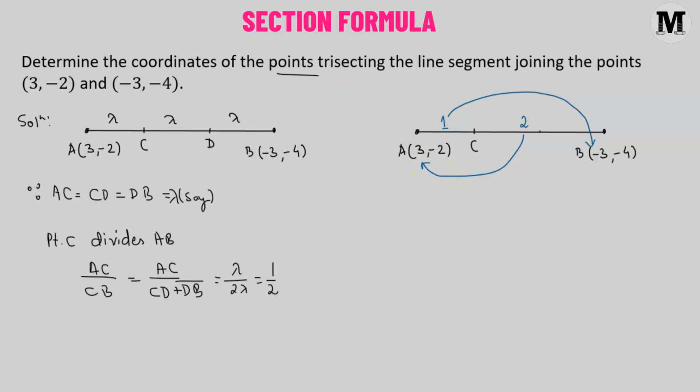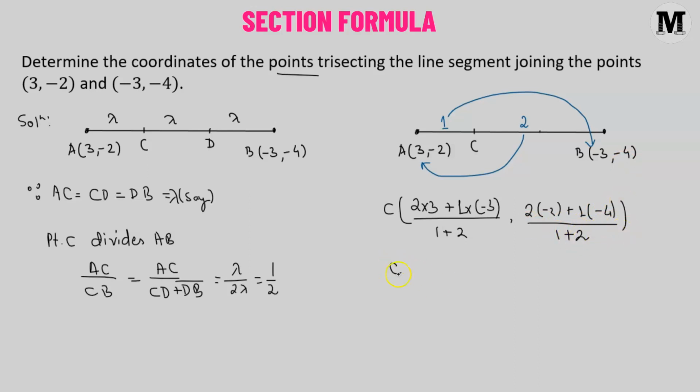Meaning, to find out the coordinates of point C, let's start with the x coordinate. We'll take 2 and multiply it with the x coordinate of A, so that's 3, and add it to 1 times the x coordinate of B, so that's -3, divided by the sum of the ratio, that's 1 plus 2. To find out the y coordinate, all we have to do is take 2 and multiply it with the y coordinate of A, so that's -2, and then add it to 1 times the y coordinate of B, so that's -4, divided by 1 plus 2.